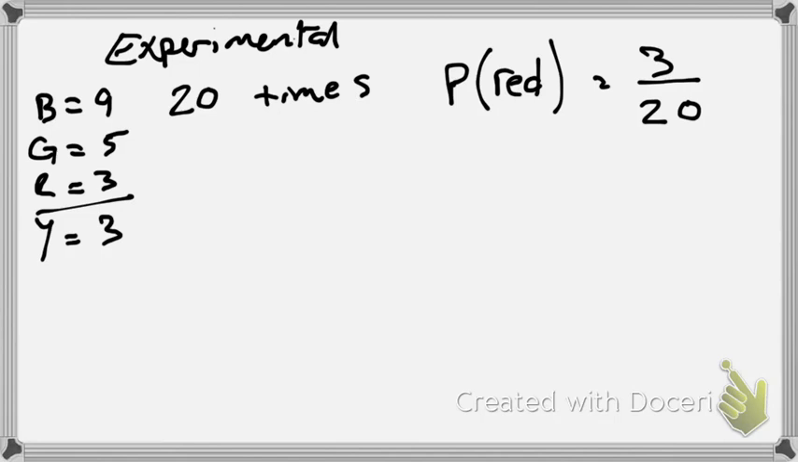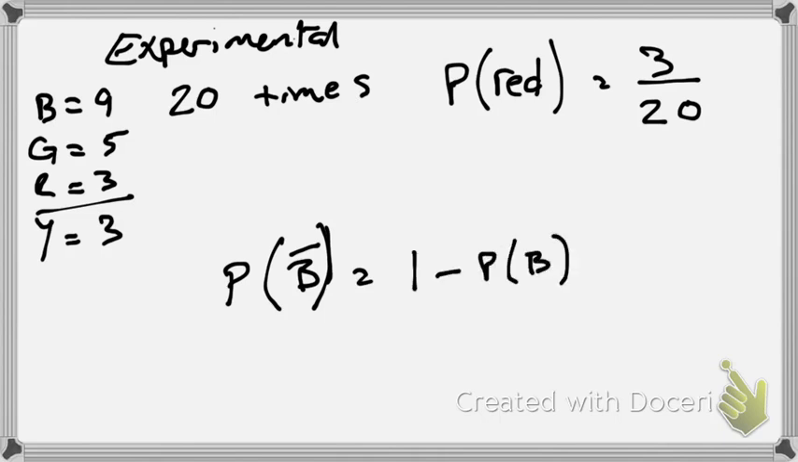We could say, what's the probability that it's not blue? The probability that it's not blue is just 1 minus the probability that it was blue. And I can tell that the probability that it was blue was 9 over 20. So that's going to be 20 over 20 minus 9 over 20, which is 11 over 20. So that basically means there were 11 spins that were not blue. That's what we're dealing with here.